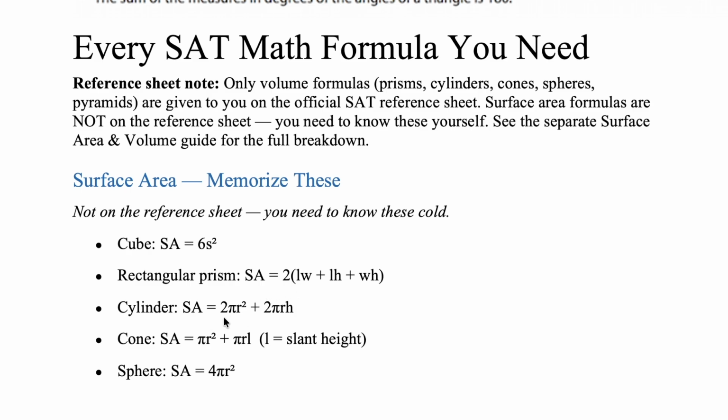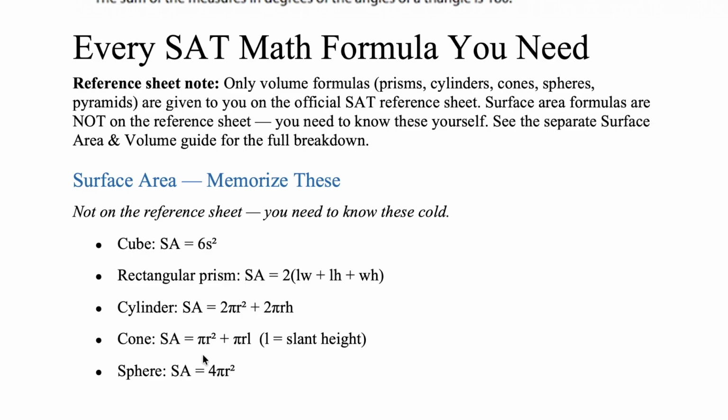For a cylinder, it's 2 pi r squared because there are 2 circles, one on the bottom and one on the top, and pi r squared is the area of a circle. Then plus 2 pi r h, because 2 pi r is the circumference of a circle and h is the height, so that allows you to solve for it.